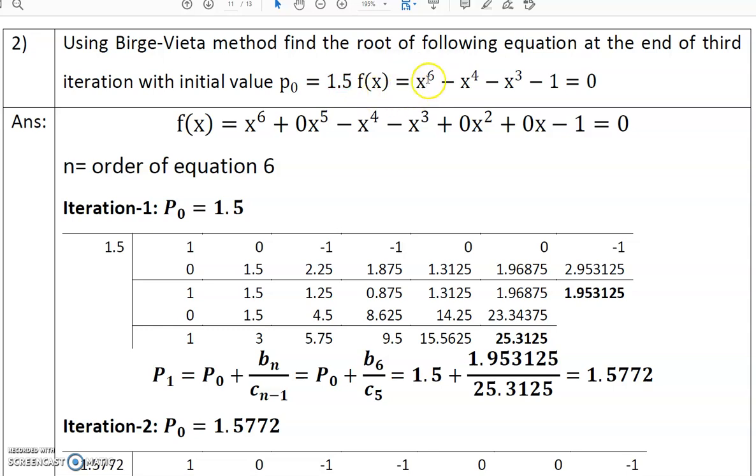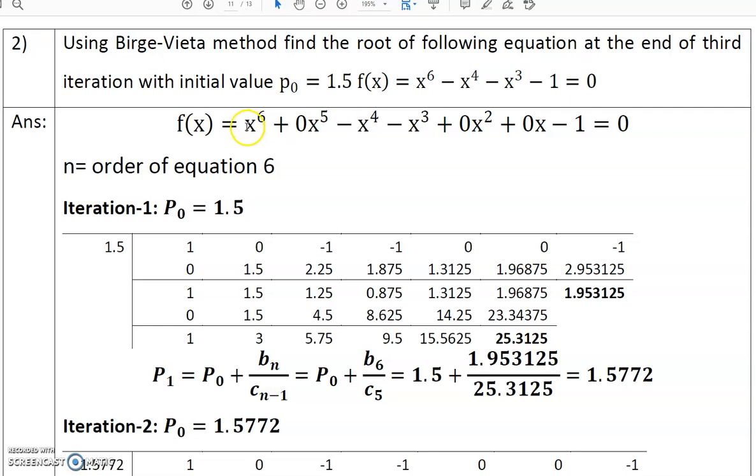So what is the power of the equation? 6. But the x raised to 5 term is absent, the x square term is absent, and the x term is absent. So I will rewrite this equation with all powers of x, starting with the highest power: x raised to 6, plus 0x raised to 5, which was absent here so I'm writing it as 0, minus x raised to 4 minus x cube plus 0x square plus 0x minus 1.